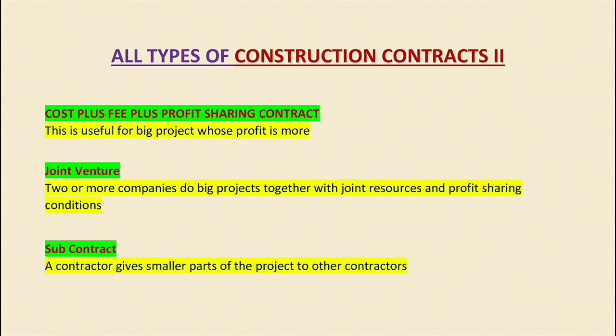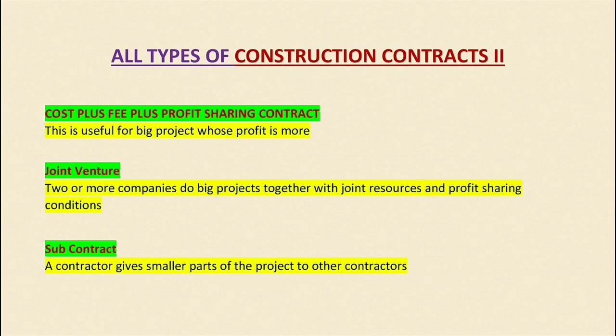Now the next is joint venture, where two or more companies do big projects together with joint resources and a profit sharing condition. If the project is bigger, two companies collaborate, work together and share their profits and resources. This is known as joint venture or JV. And the last type of contract is called subcontract. In a subcontract, the contractor divides his work and gives smaller parts of the project to smaller contractors, so his workload becomes less. This is known as subcontract.